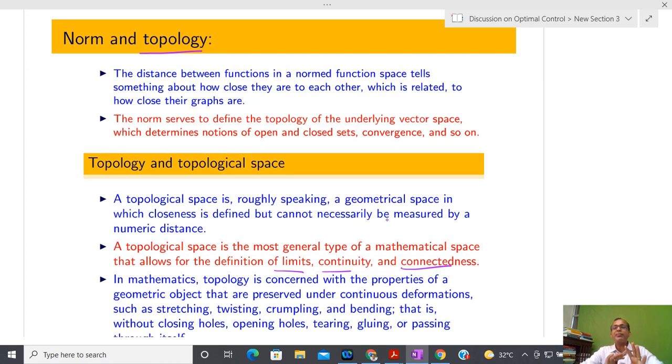So we have two different approaches to measure the distance. In the first approach I take some kind of norm, a standard norm, and we concentrate on the numeric distance. In the other way I consider the point, some neighborhood, closed set and open set, and then I can talk about closeness. That is the topic of topology.